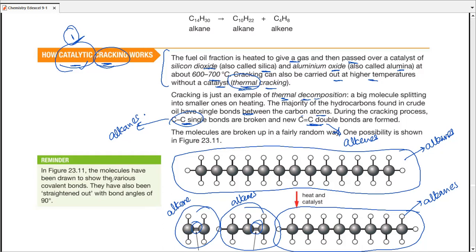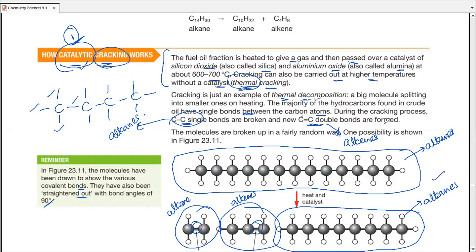Molecules have been drawn to show the various covalent bonds. They have been straightened out at bond angles of 90 degrees for your understanding. Although they are not at 90 degrees, we intentionally straighten them out so that you can easily understand it. So we intentionally do this, and that's what you have been doing in order to balance carbon atoms. And when we have a longer chain, we keep doing this, drawing the straightened out bonds. One at top, one at bottom, one at right, one at left. That's the way we fulfill the carbon's valency, or the carbon's habit of making four single covalent bonds.